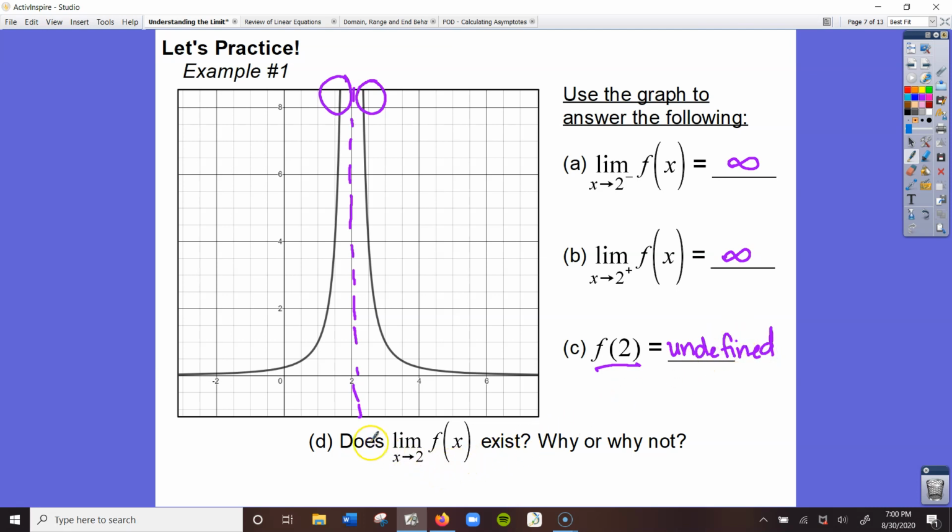Now for our final question, does the limit as x is approaching 2 of f of x exist? Now, the left and the right do equal each other, but they equal infinity, not a real number. So therefore, we would say that it does not exist, and we would write DNE. And we would say the reasoning is because the limit as x is approaching 2 of f of x is not a real number.